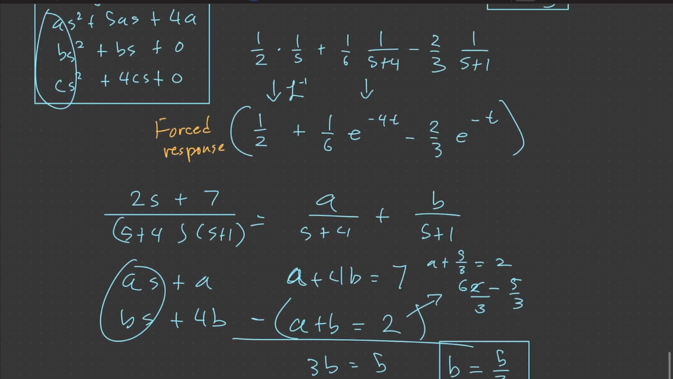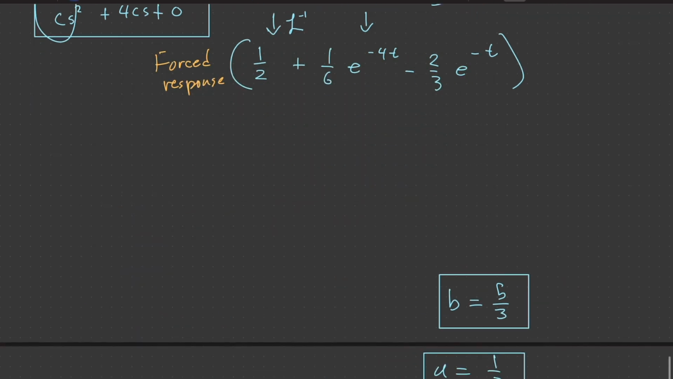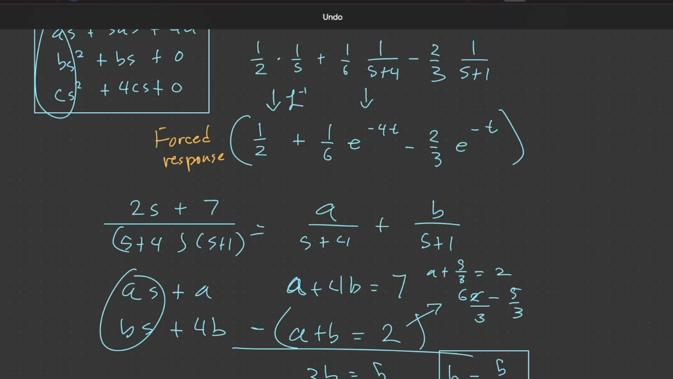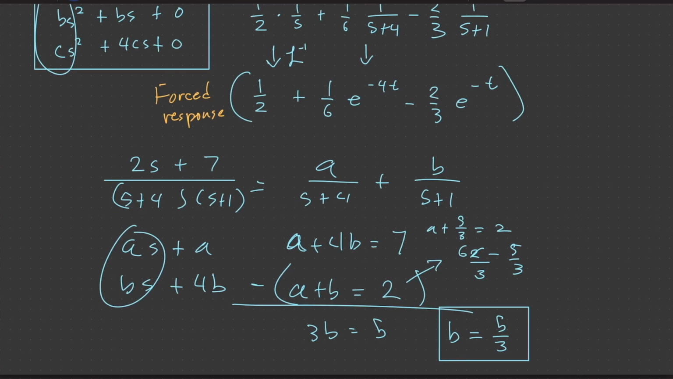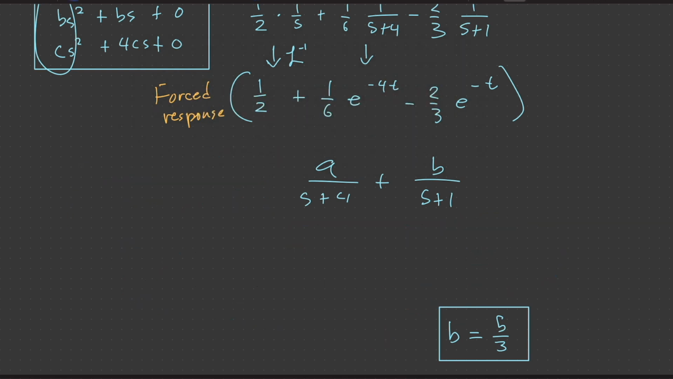Now I'm going to go ahead and erase all this noise now that we found our a and b constants. And we'll go ahead and put this into its forced response form. I just want to erase this part. Keep this up. So it'll be 1/3, 1 over s plus 4, and 5/3, 1 over s plus 1.